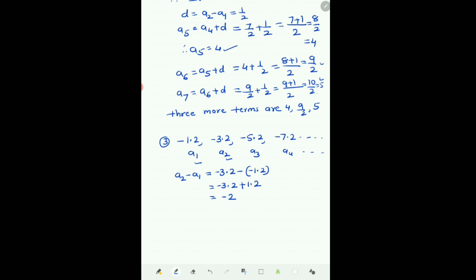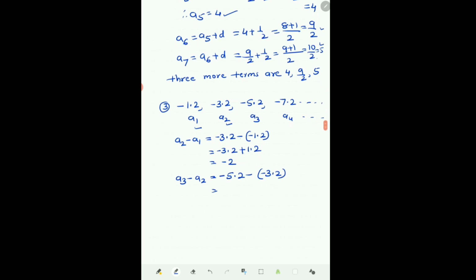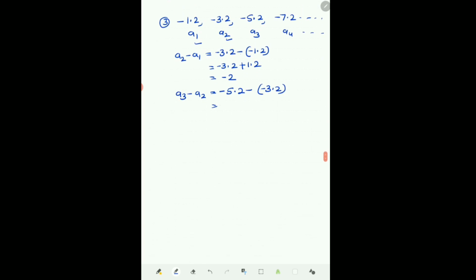Next, A3 minus A2. A3 is here minus 5.2 minus of minus 3.2. That is minus 5.2 minus of minus, plus 3.2. Again here different signs are there. Subtract 3.2 from 5.2. Again you are getting 2. 5.2 minus 3.2 is, that is minus 2. Minus 5.2 plus 3.2 is minus 2.